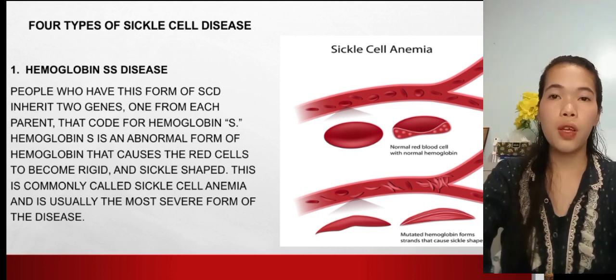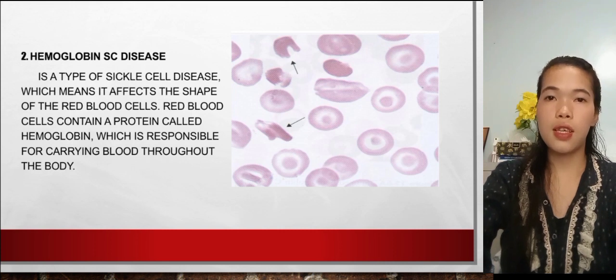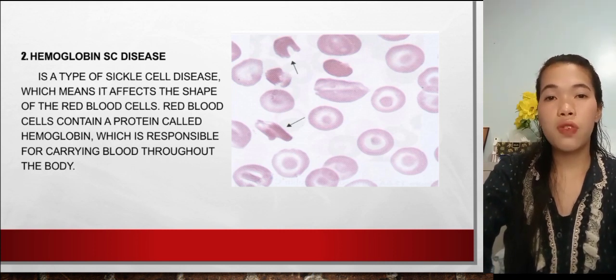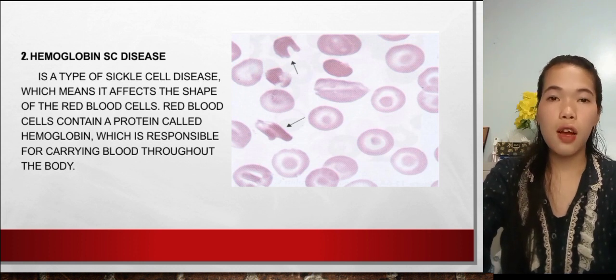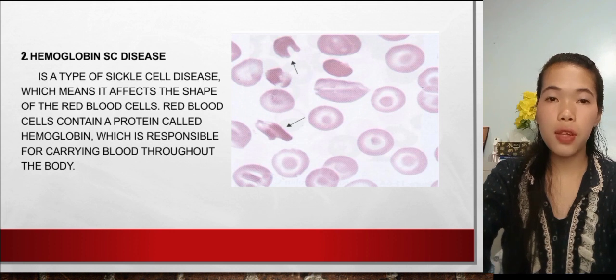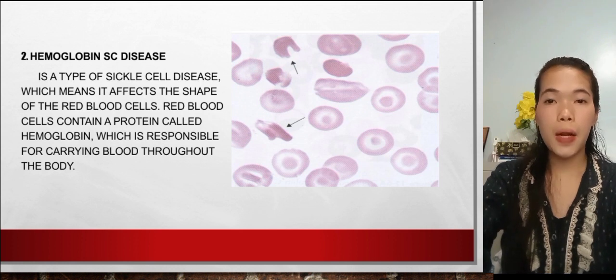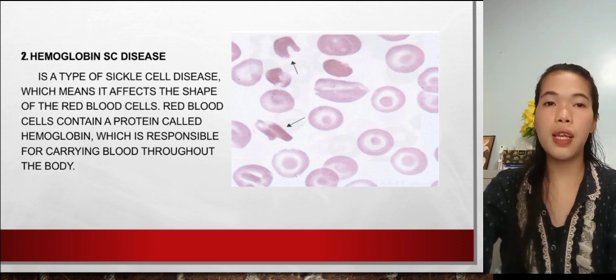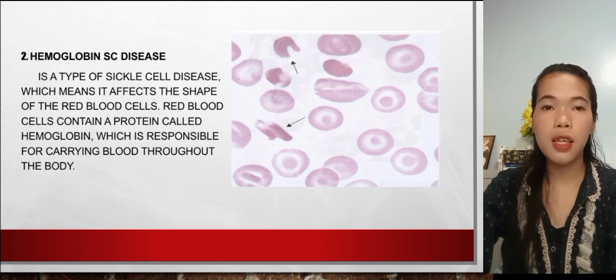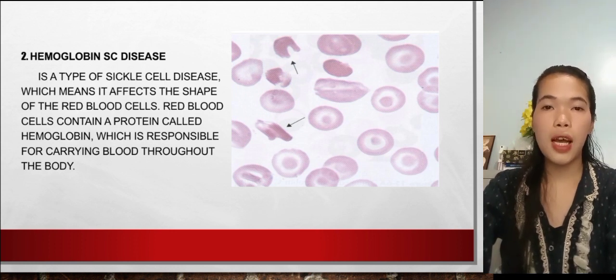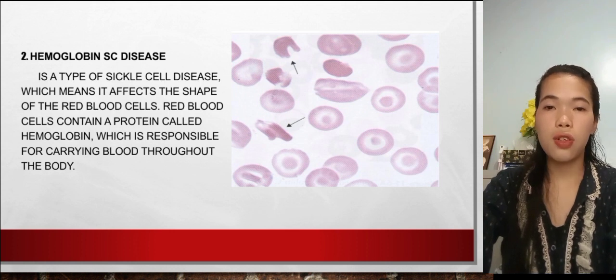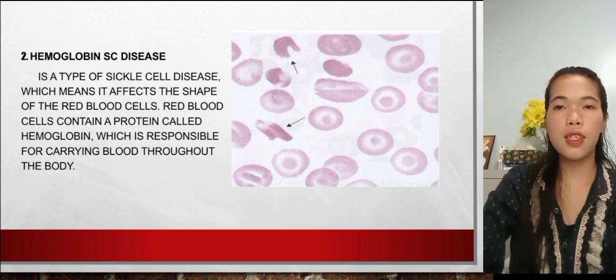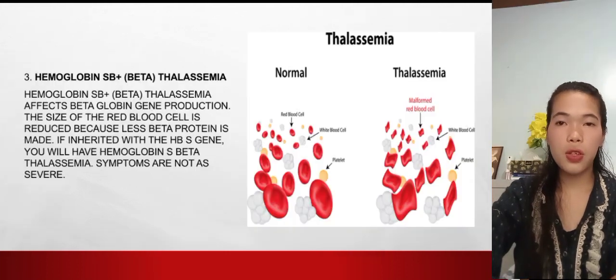The second is hemoglobin SC. It is a type of sickle cell disease, which means it affects the shape of the red blood cells that contain a protein called hemoglobin, which is responsible for carrying oxygen throughout the body. People with hemoglobin SC disease have red blood cells that are differently shaped and therefore do not carry oxygen as effectively.